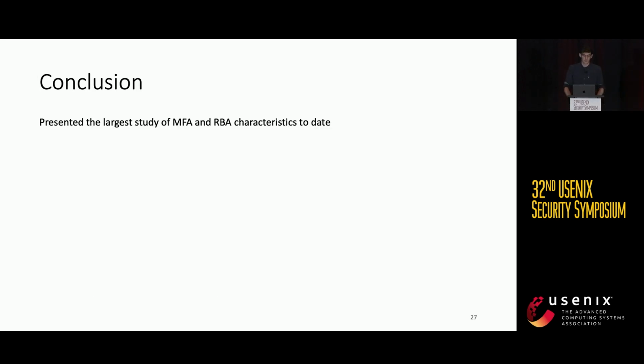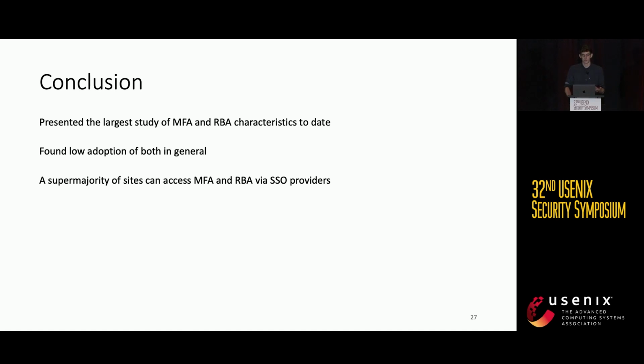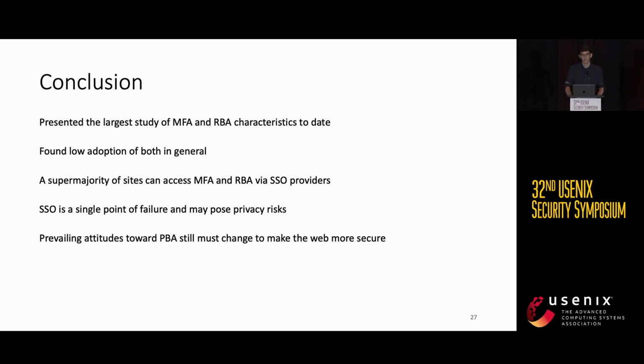So in conclusion, we presented the largest study of MFA and RBA characteristics to date. We found low adoption of both in general, but that a supermajority of sites can access both MFA and RBA through SSO providers. But because SSO is a single point of failure and may pose privacy risks, prevailing attitudes towards password-based authentication must change to make the web more secure.